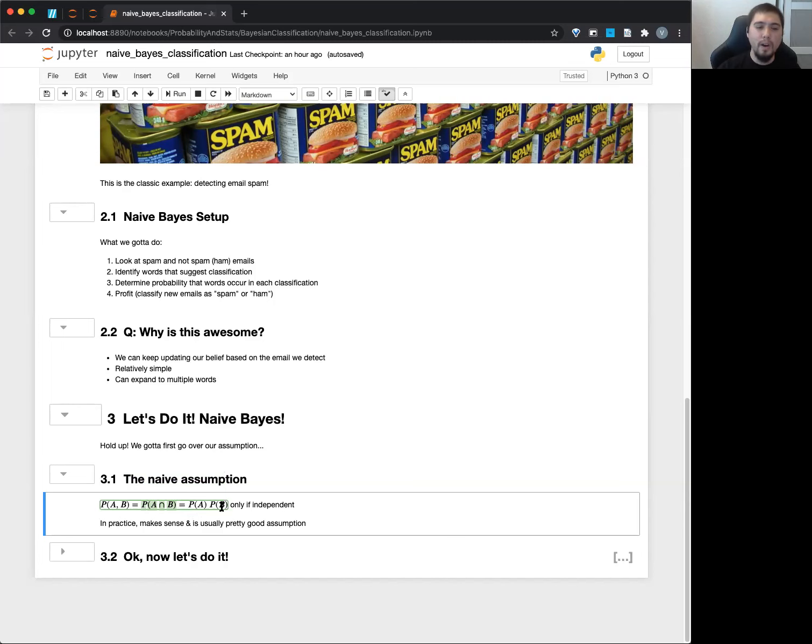Because we know, for example, if I said "cash" and "Nigerian prince," those words are probably not independent from each other. They're probably related in some form. But with this naive assumption, we say the word "cash" and "Nigerian prince," or whatever other phrase we're using, are independent from each other. It's not quite true, but it's close enough that it actually does a really good job. Just know that's a little difference.